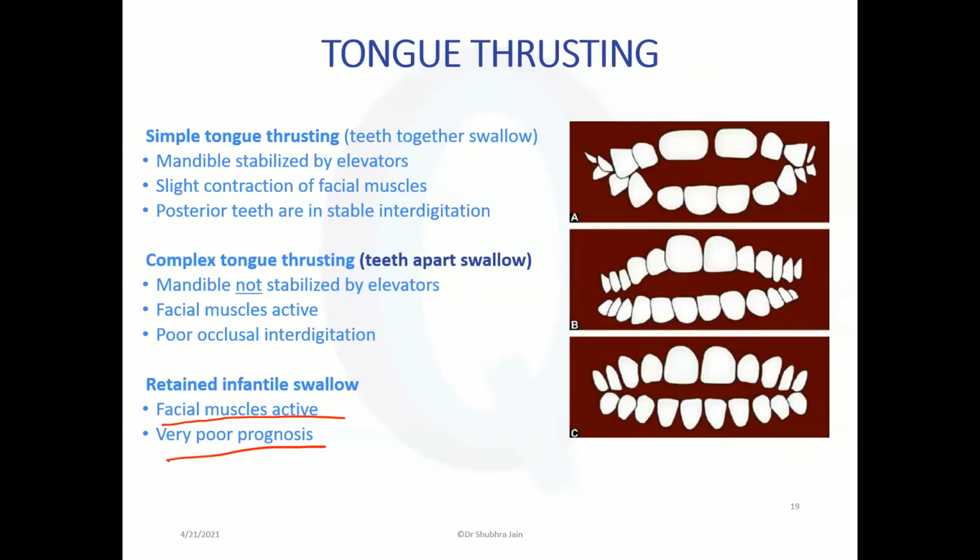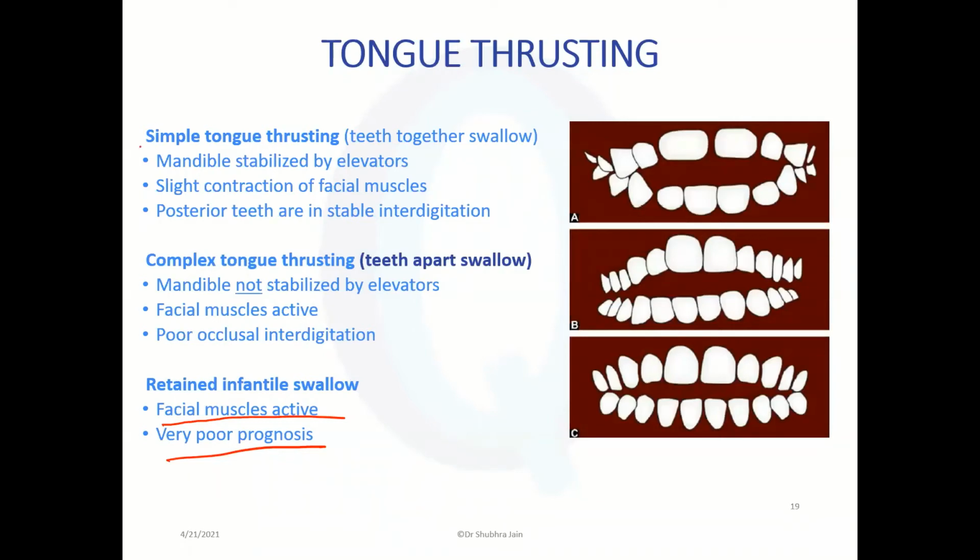The normal swallowing pattern is treated, and orofacial myotherapy works very well if there is no muscular problem. But if there is a muscular problem, if there is a neural problem, first the neural problem has to be solved. So first the neural problem will have to be solved, and then only orthodontic treatment can take place.